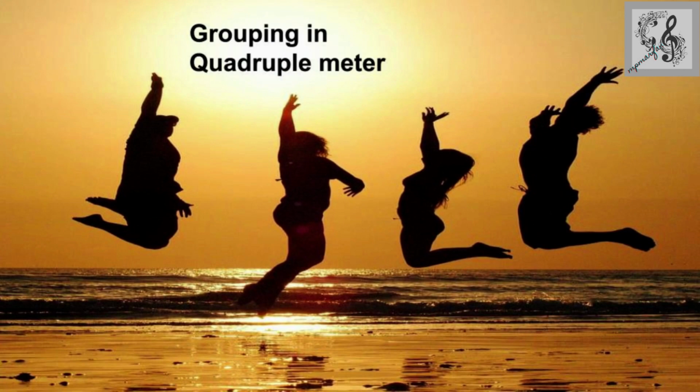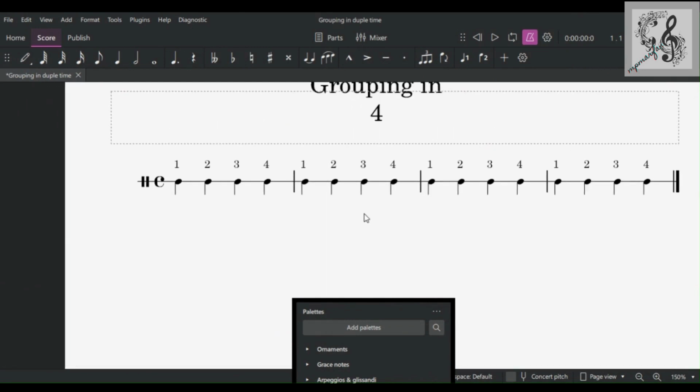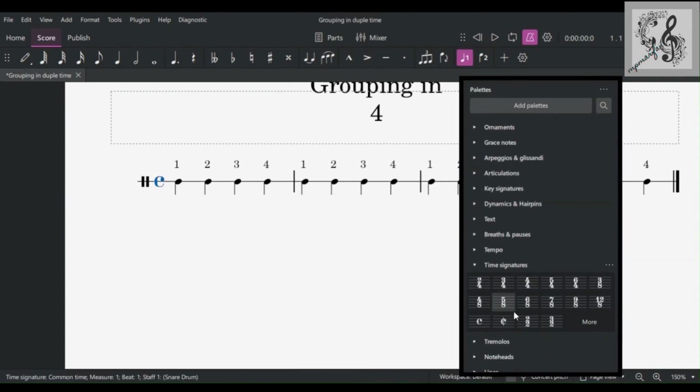Grouping in quadruple meter. So when we have quadruple meter, you're seeing a new time here. It's not new. Just like before, cut time was 2/2, it could be written both ways. This C stands for common time, which is the same as 4/4. So I could actually replace this common time with 4/4. They're both the same thing. Just so that you get used to it, I'm going to leave it as the C for common time.